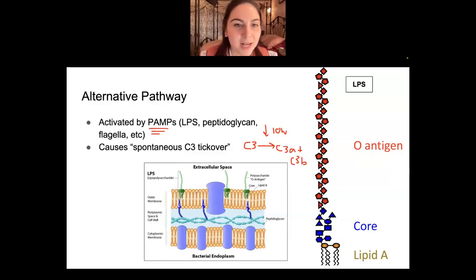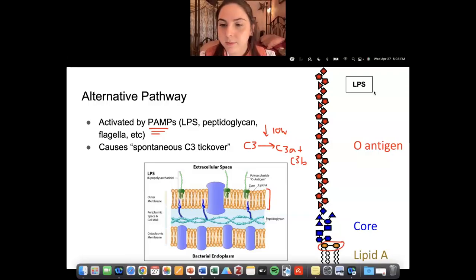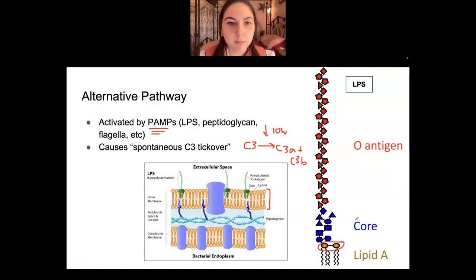So this is LPS. The best example of a PAMP is LPS. I realized we didn't really talk about it yesterday, but LPS is on the surface of your gram-negative bacteria. Gram-positive bacteria do not have LPS. It's a sugar, but it's comprised of 3 components. There's lipid A, which is embedded into the outer membrane, basically a second plasma membrane. Then there's a core portion, and then there's the somatic O antigen, the O antigen. That's what's being recognized. But the whole thing is what LPS is.